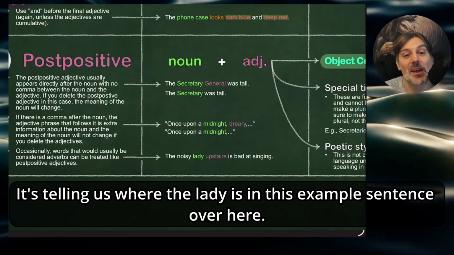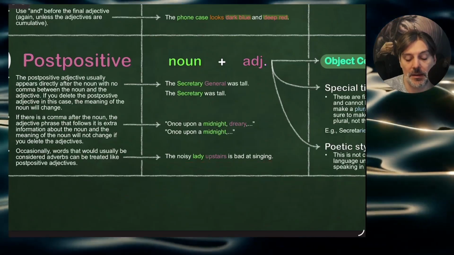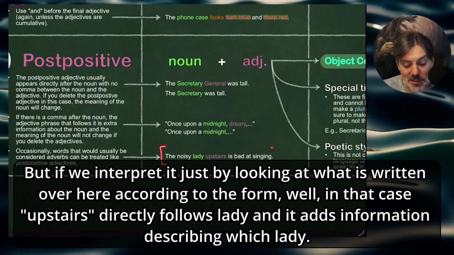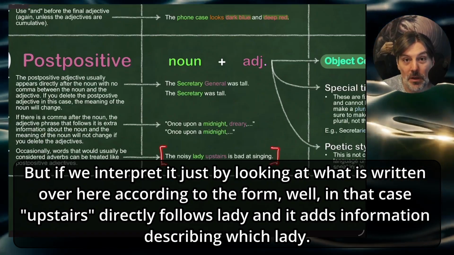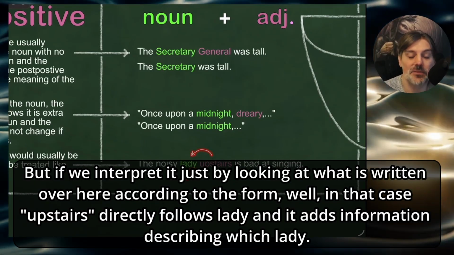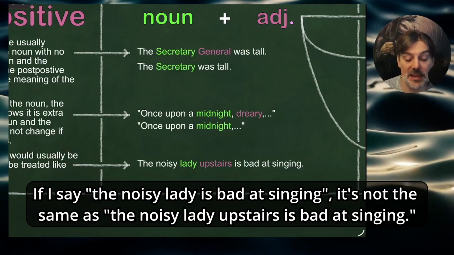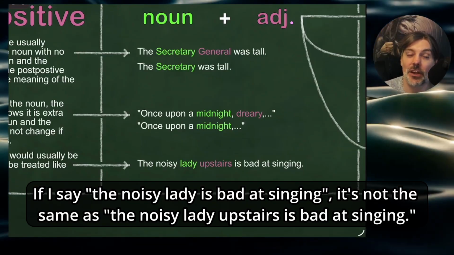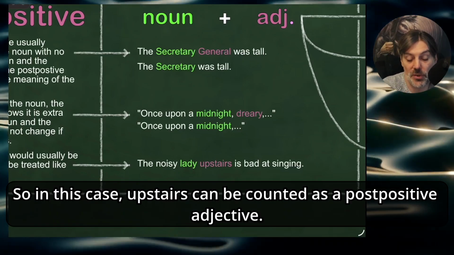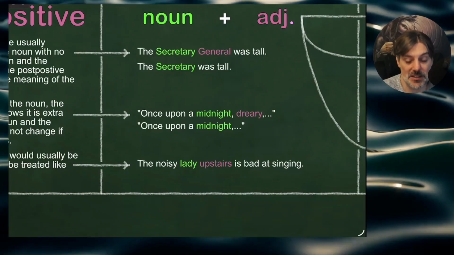It's telling us where the lady is in this example sentence over here. But if we interpret it just by looking at what is written according to the form, upstairs directly follows lady and it adds information describing which lady. If I say the noisy lady is bad at singing, it's not the same as the noisy lady upstairs is bad at singing. All right, so in this case, upstairs can be counted as a post-positive adjective.